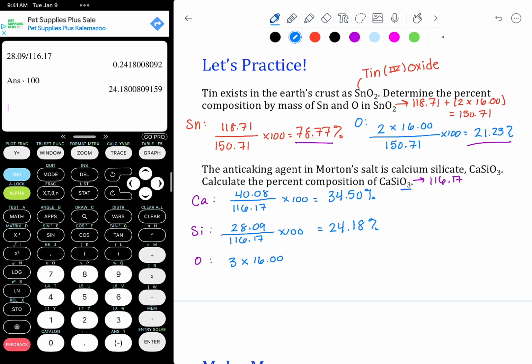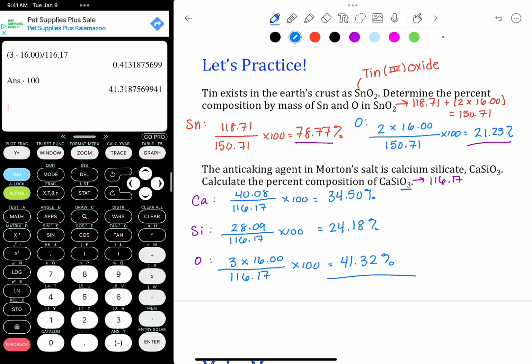Finally, for oxygen, there are 3 oxygen atoms in this compound, so we would take 3 times the mass of oxygen, divide it by the total mass of calcium silicate, and multiply it by 100. So we get 3 times the mass of oxygen divided by the total mass of calcium silicate. We multiply by 100 to make it a percentage, and we get 41.32%. And if we added all of those percentages up, we would get 100%, which is just what we would want.